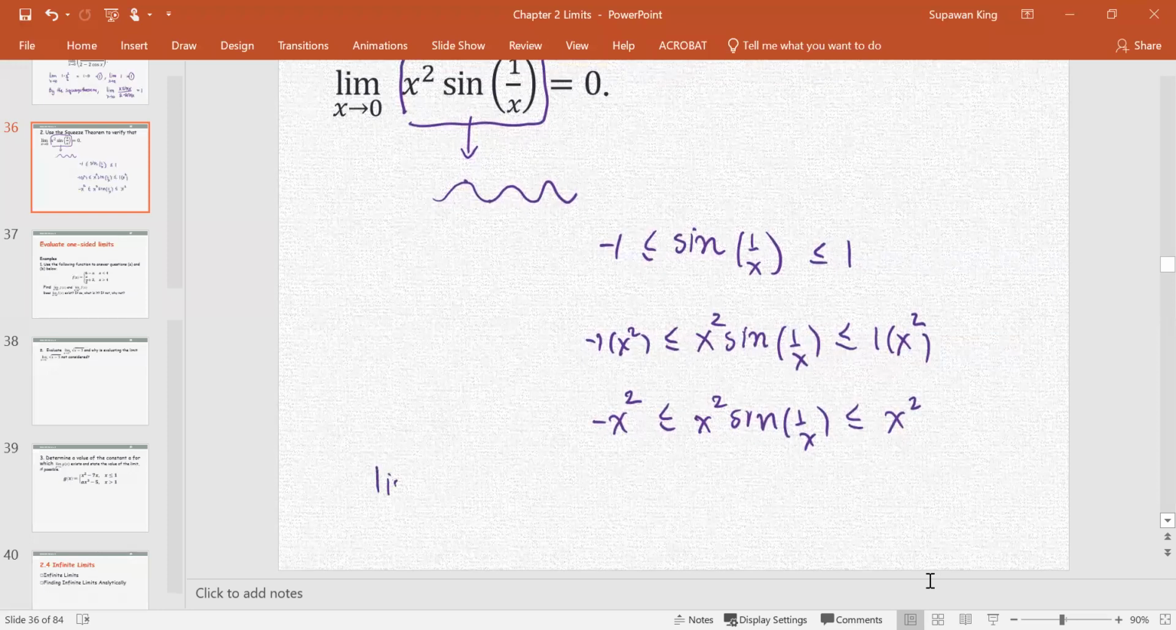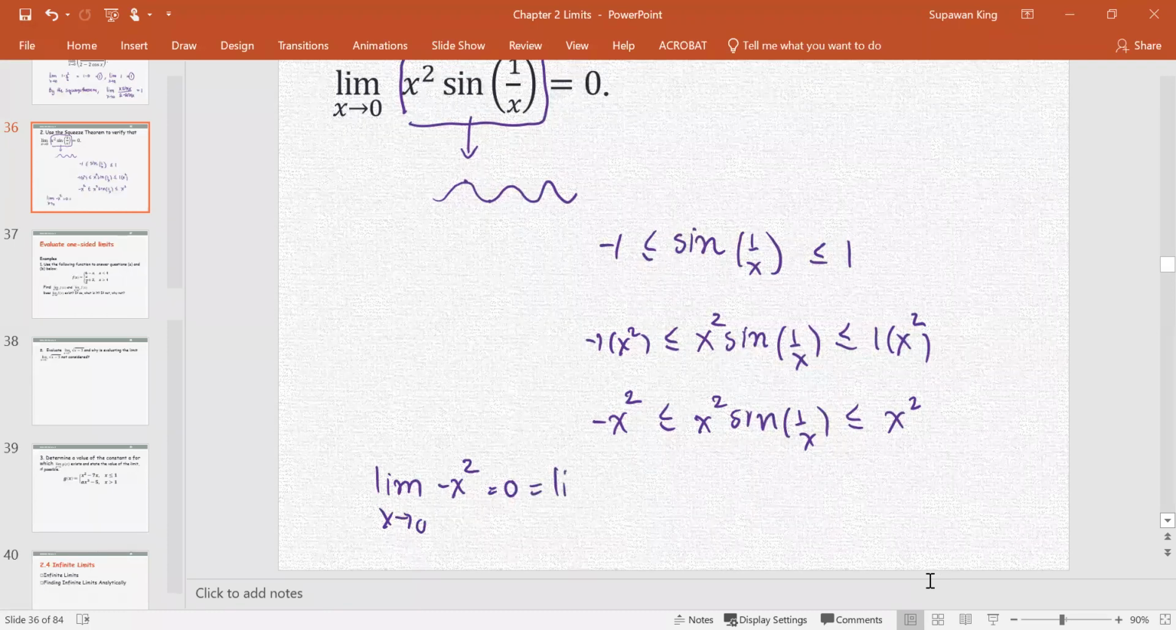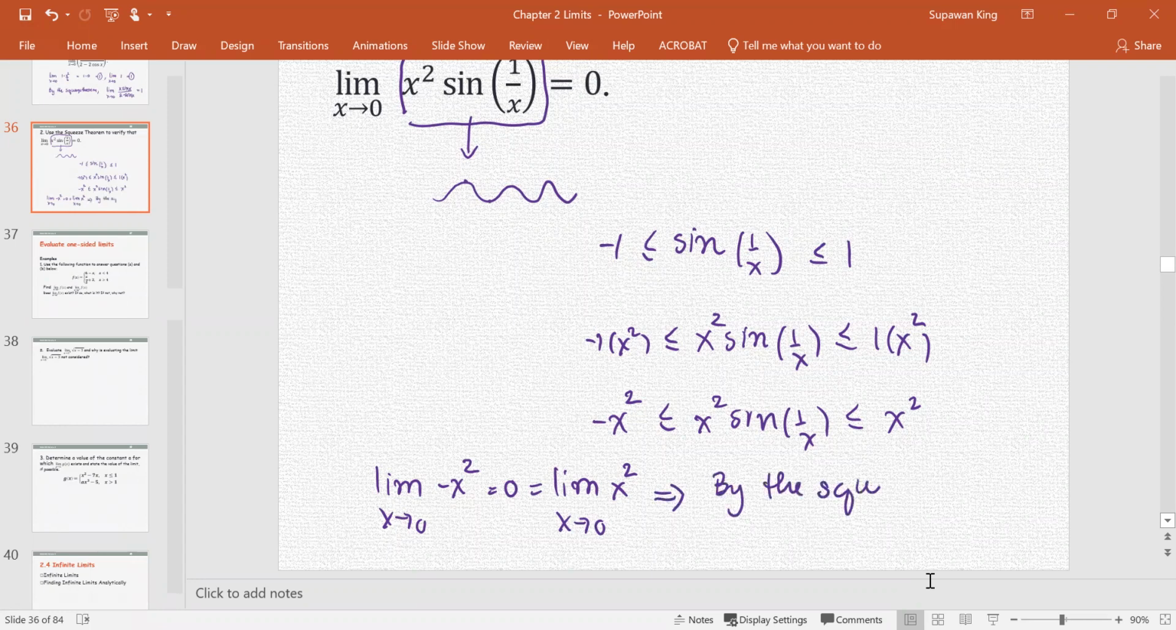By the squeeze theorem, the limit of negative x squared as x approaches 0 equals 0, which is the same as the limit of the right function, the limit of x squared as x approaches 0. Therefore, by the squeeze theorem, the limit of x squared times sine of 1 over x as x approaches 0 equals 0.